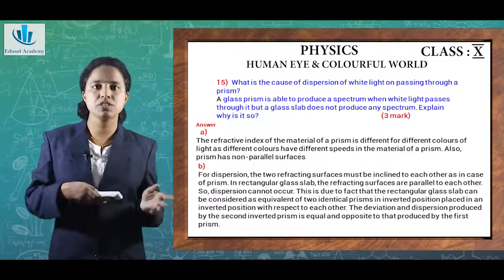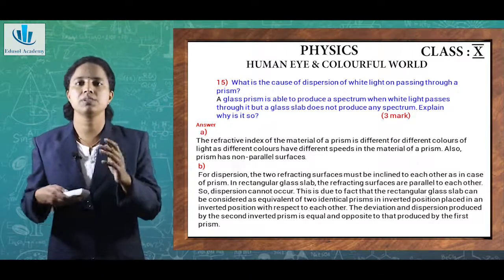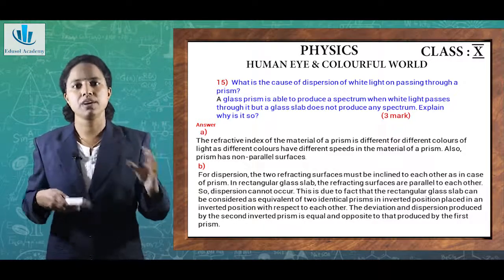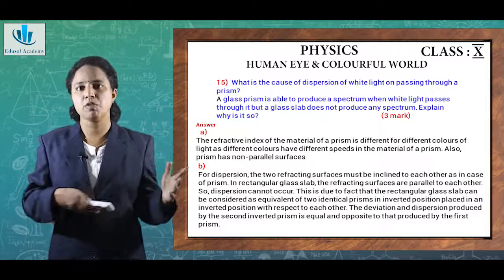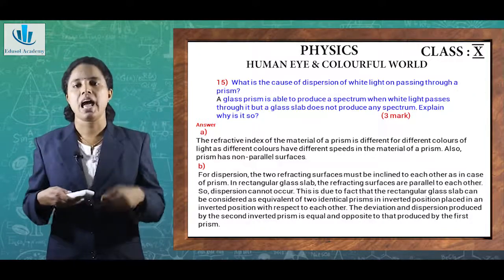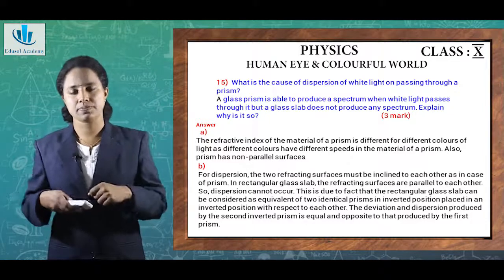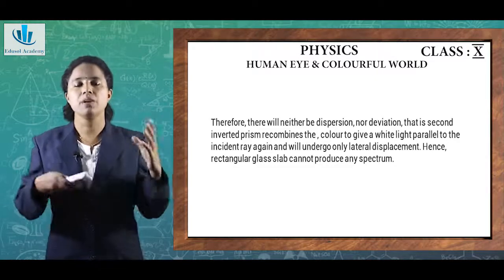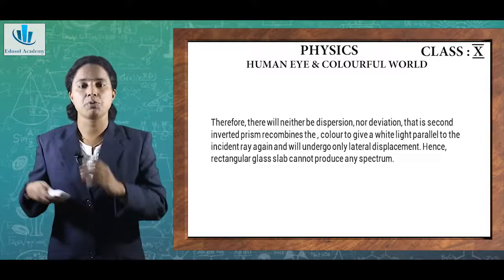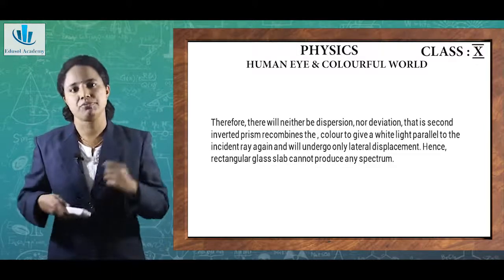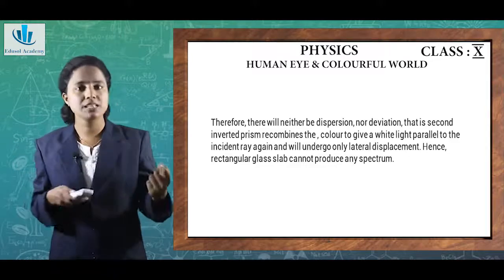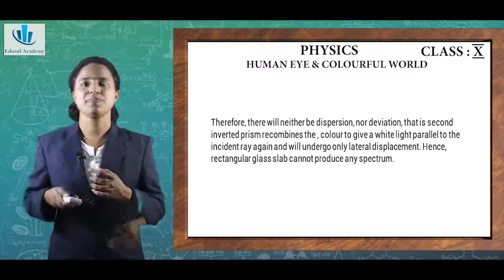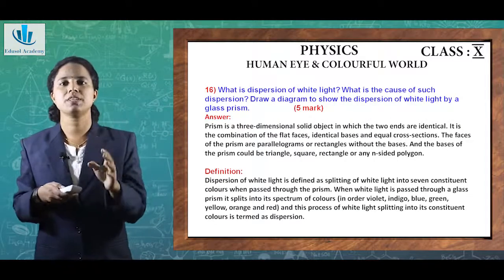Therefore, there will be neither dispersion nor deviation; that is, the second inverted prism recombines the white color finally from the band of colors. So the white light which is finally formed will be parallel to the incident ray again and will undergo only lateral displacement. So in the case of a rectangular glass slab, you know that the emergent ray will be parallel to the incident ray, but there occurs a lateral shift. But when white light passes through a glass prism, the white light will split into a band of colors.